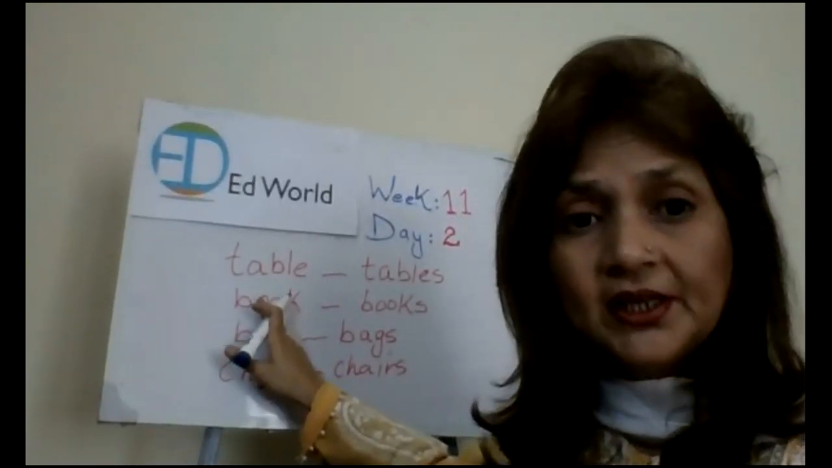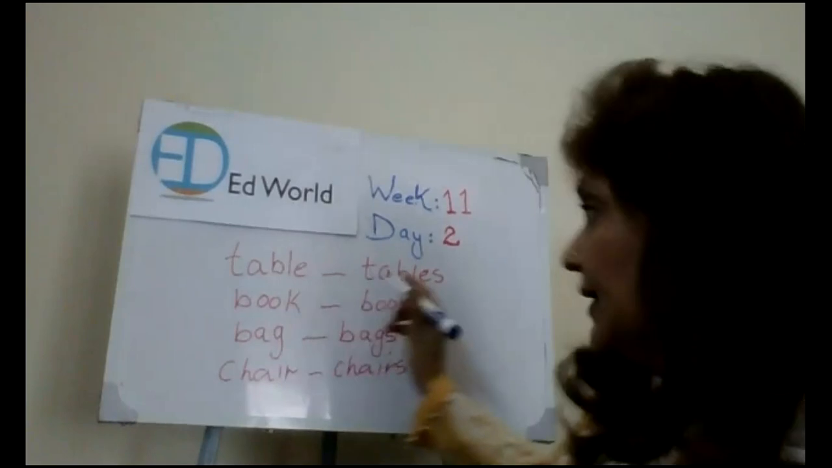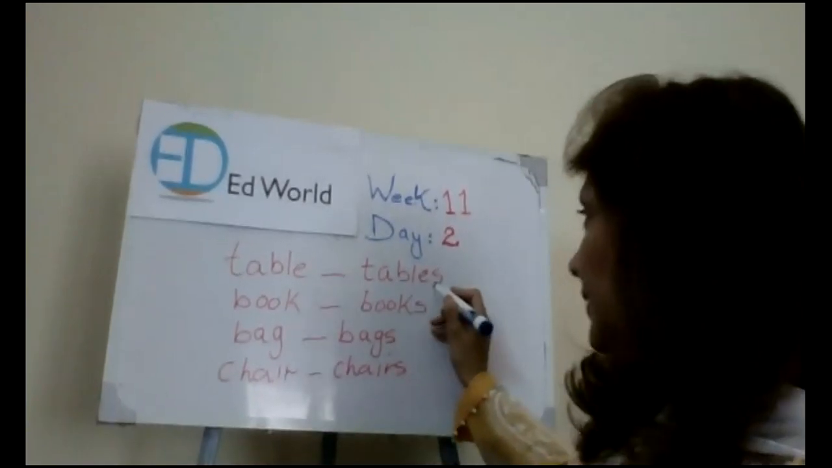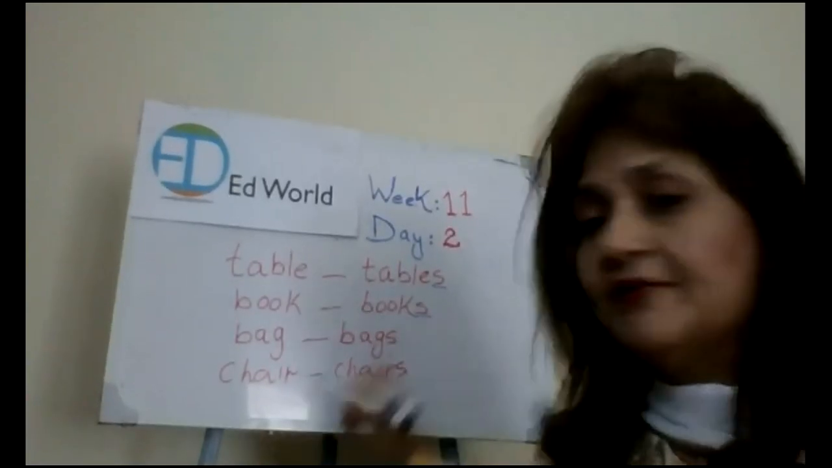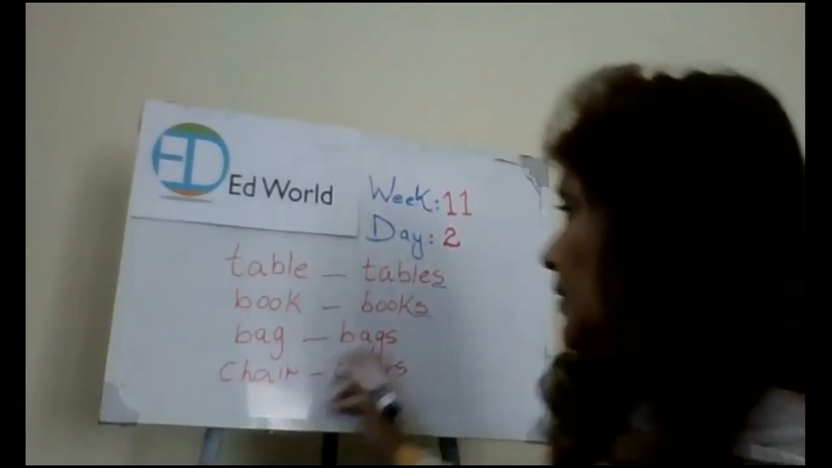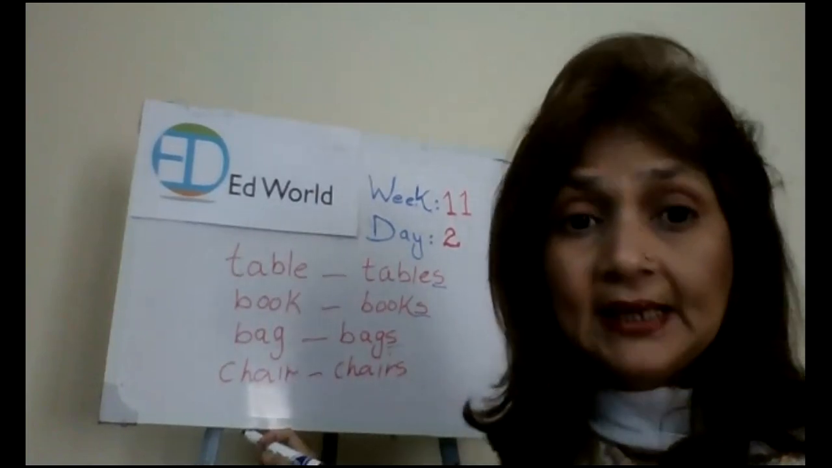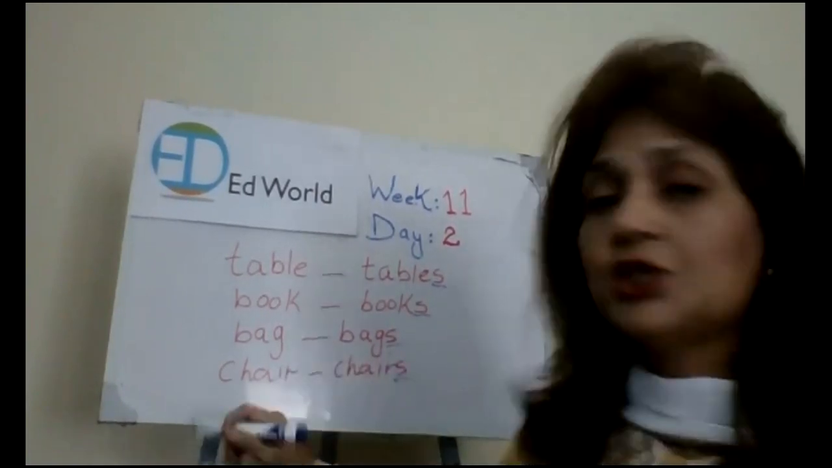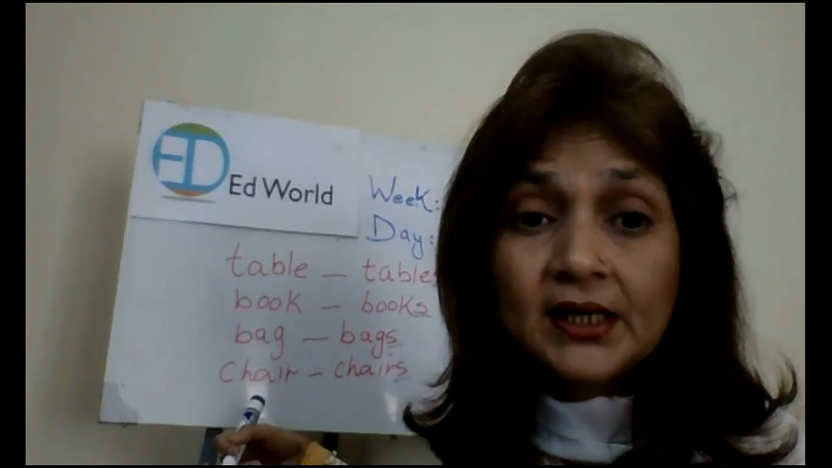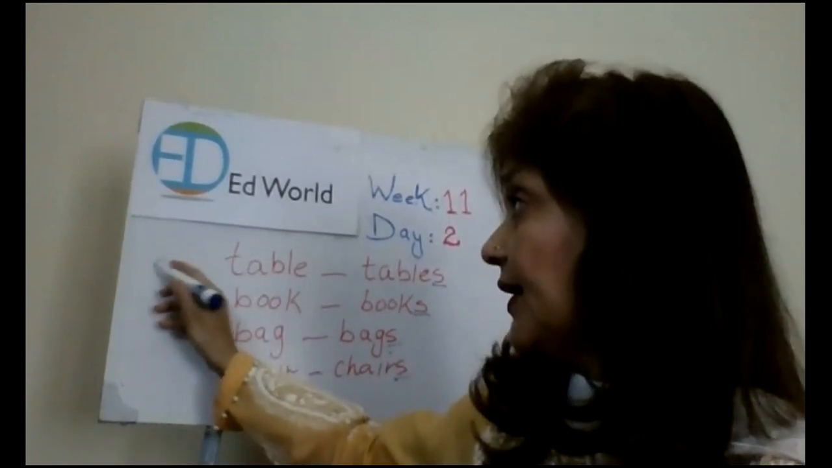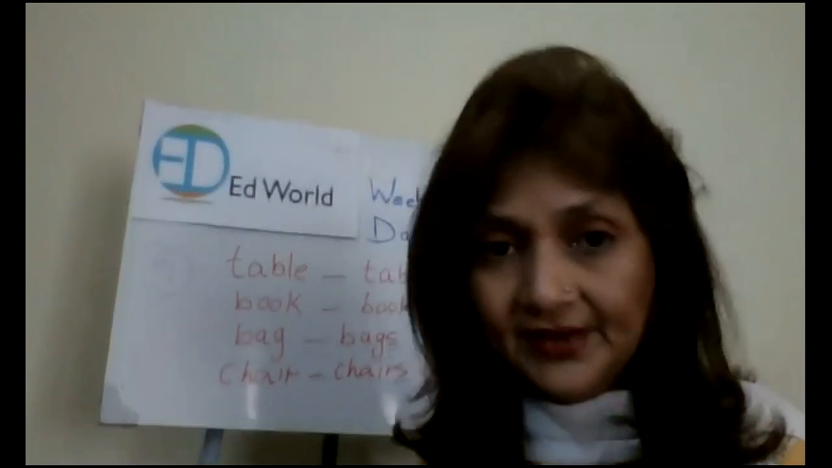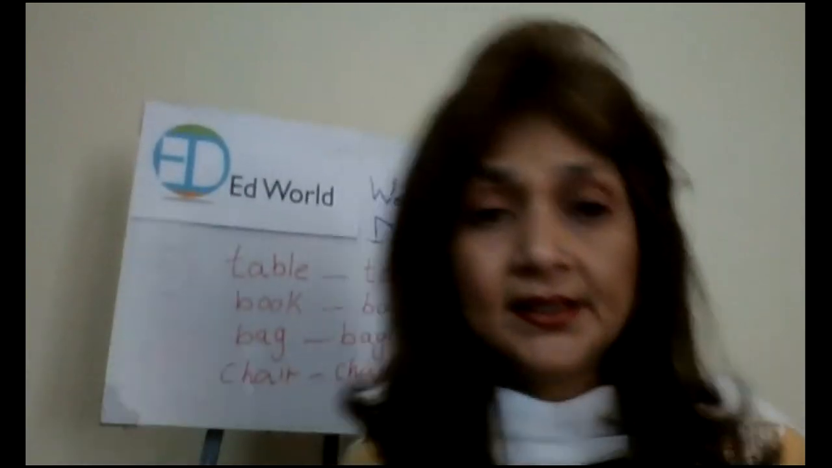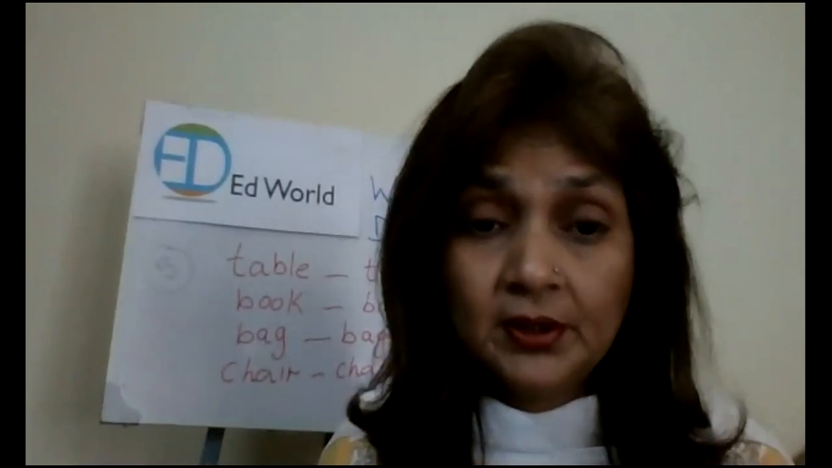It's an S. You see here, table was singular. When I made it plural, I added S over here, so it becomes tables. Same goes for books, I have added S over here. Same goes for bags, same goes for chairs. So what have I added? I have added S here to make it plural.